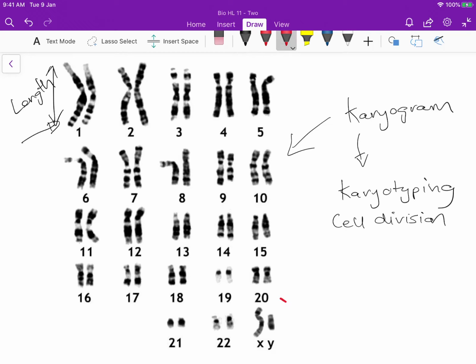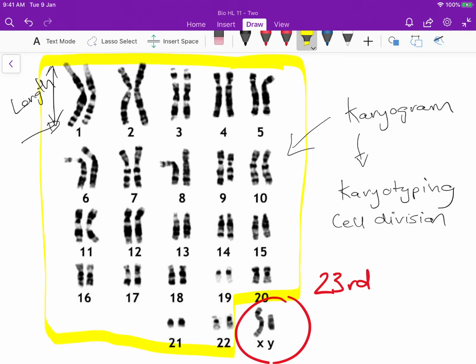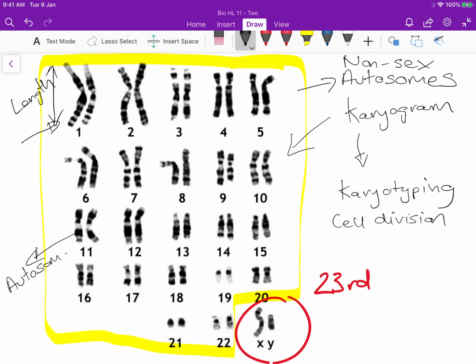Well, down here we see that we have an X and a Y. And so it's the 23rd pair which determines sex. That means that the vast majority, all these other chromosomes, are not determining sex. If they're not determining sex, these are called autosomes. So autosomes are the non-sex chromosomes, and we could say they were autosomal. So almost everything is autosomal, because almost every gene is on the chromosomes that are not the sex chromosomes.